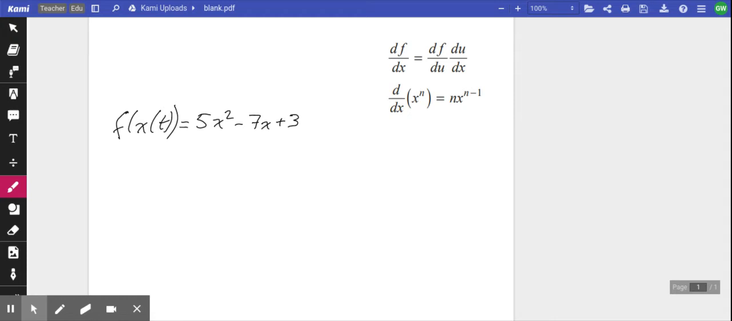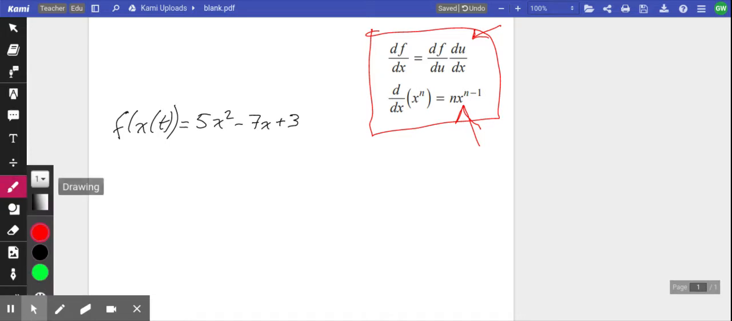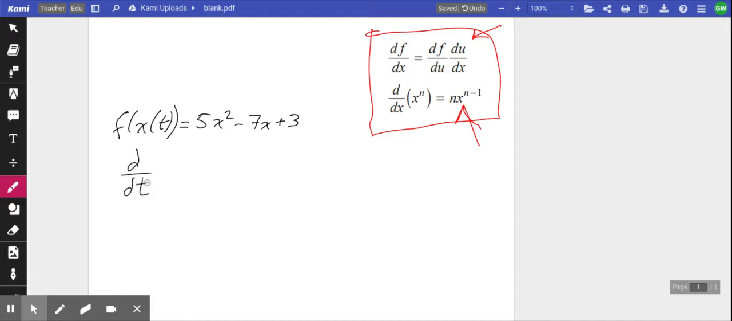We're going to take a derivative of a function. This function, though, is a function of x, and it turns out that x is a function of time. So we're going to need two rules here. We're going to need to look at how to take a derivative of a polynomial, but also how to take a derivative if there's a function of something else in there. So, black pen. Let's take the derivative with respect to time of the function.